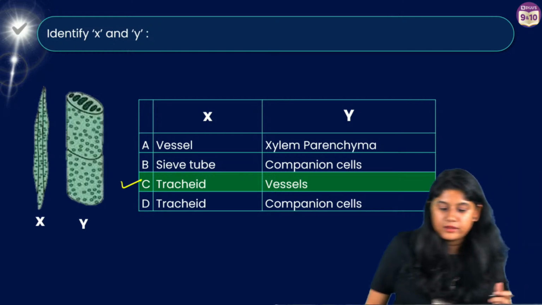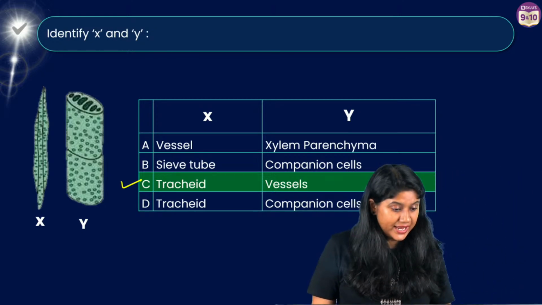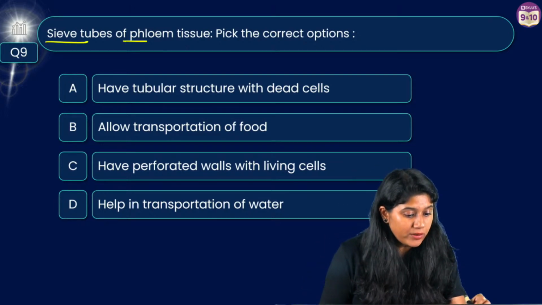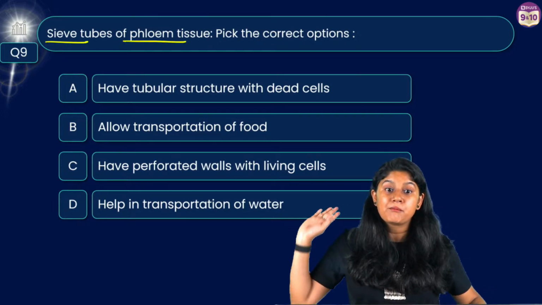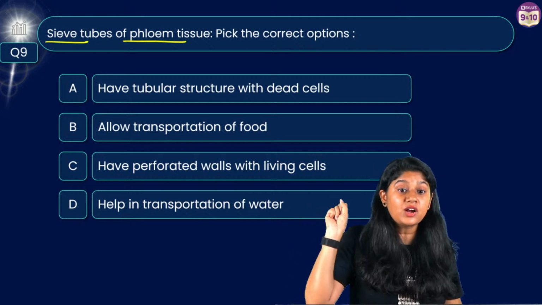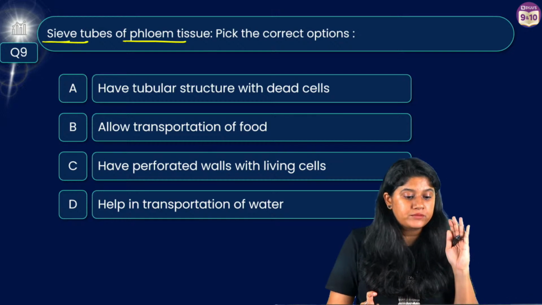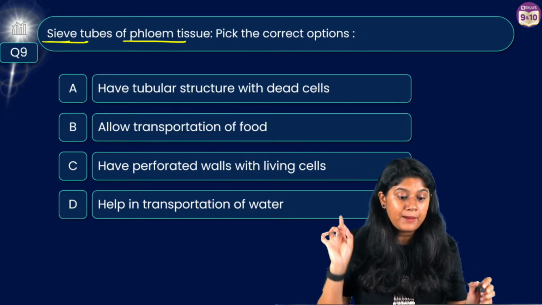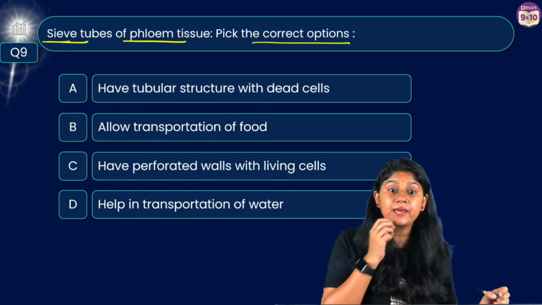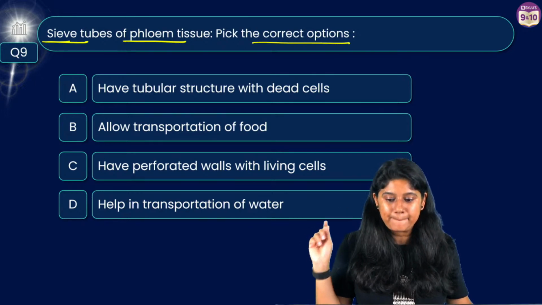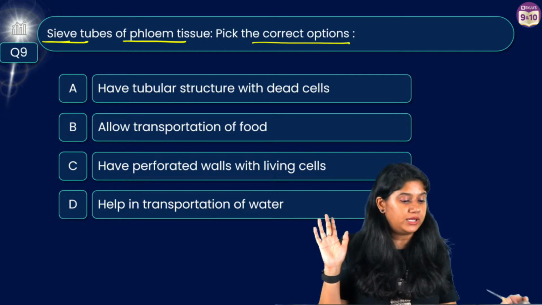Okay, chaliye. Next question, everyone, on your screen, question number 9. Sieve tubes of phloem tissue. Right? Pick, everyone. Now read the question correctly. Sieve tubes of phloem tissue have what? Pick the correct option. Pick the correct option again. I'm specifying over here because it's important. Please do read the options carefully.